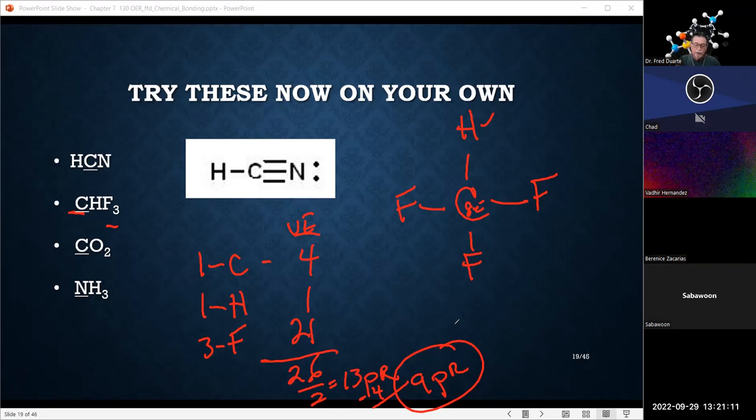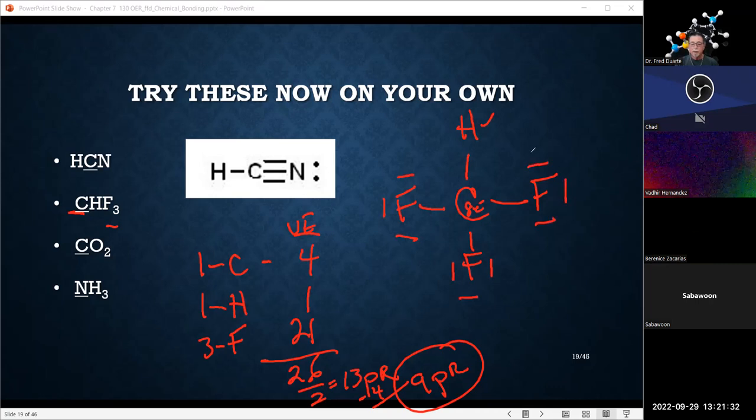So there's no place else. I can't put them on carbon. I can't put them on hydrogen. So the most logical place to put the 9 pairs, obviously, is on the fluorides, right? So let's do that. I've got 9 to work with. I go 1, 2, 3, 4, 5, 6, 7, 8, and 9.